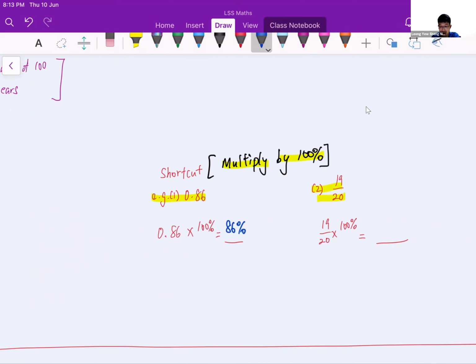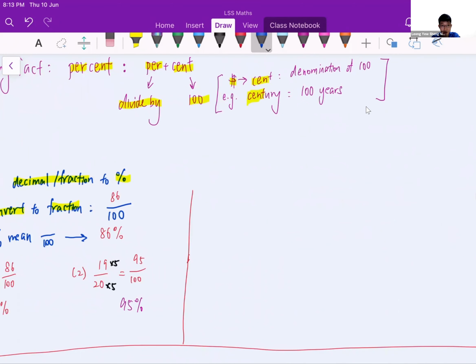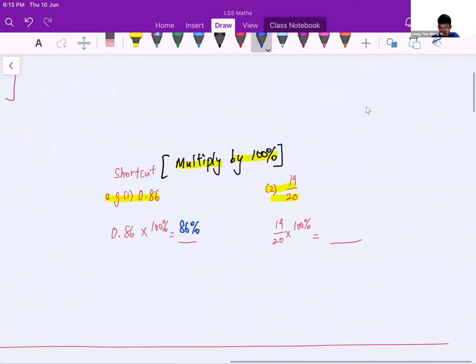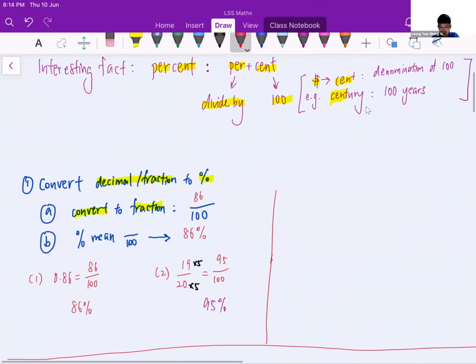While for fractions, previously I needed to convert it to a fraction with a denominator of 100. Now I don't need to. Now I can just multiply by 100 and I'll get 95%. So regardless of getting it in decimal or fraction, whenever you multiply by 100%, this will give you the respective percentage. Okay, so let's try some questions that I asked you all to do previously.